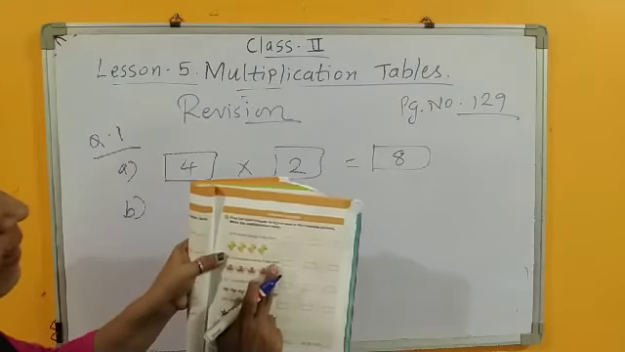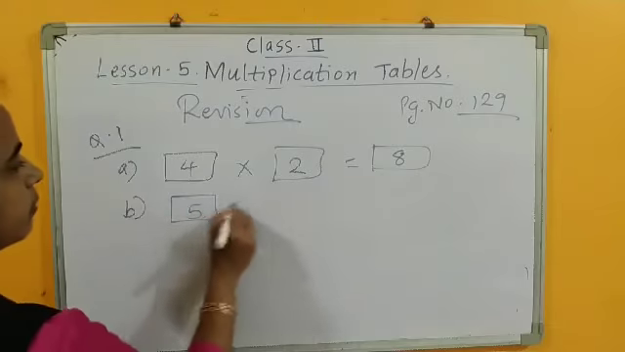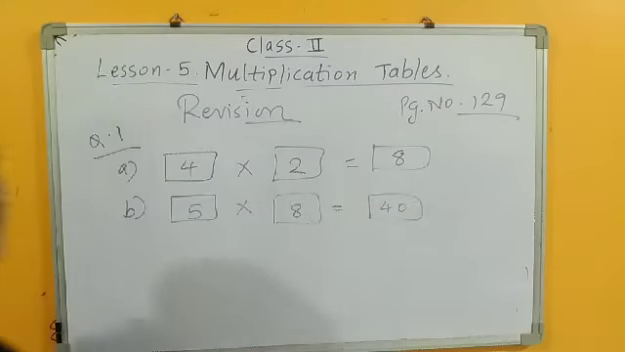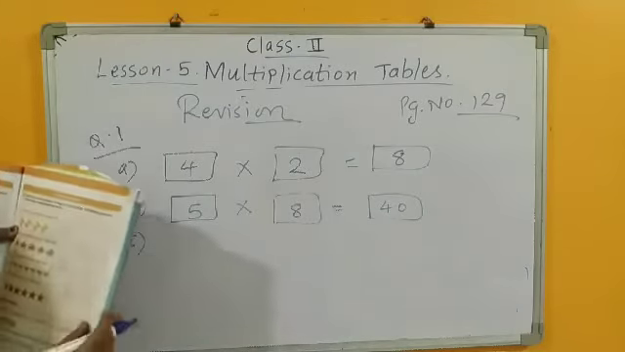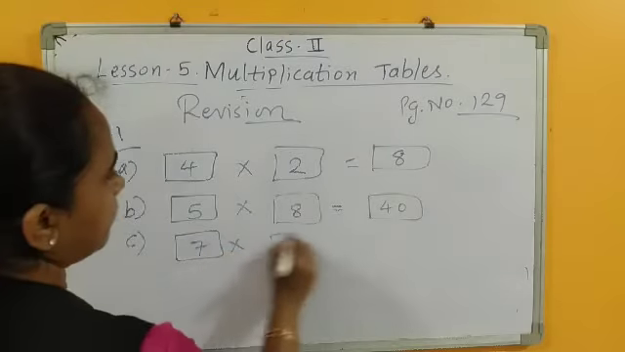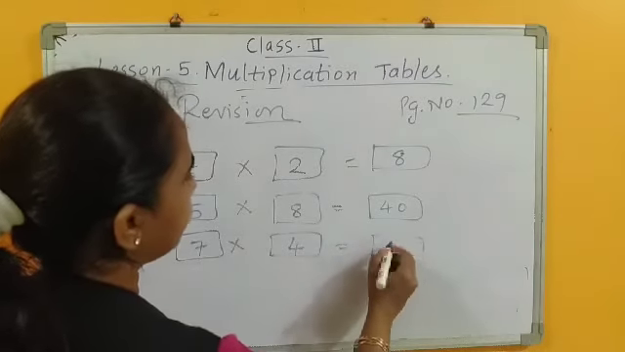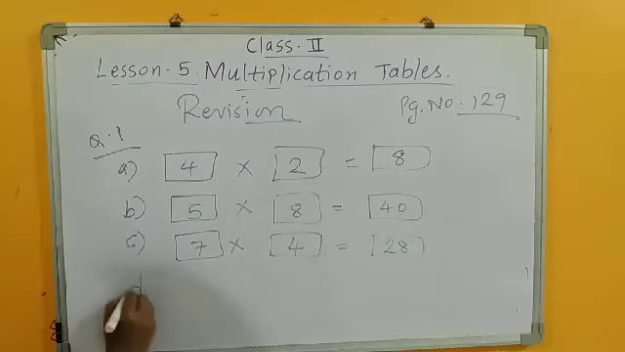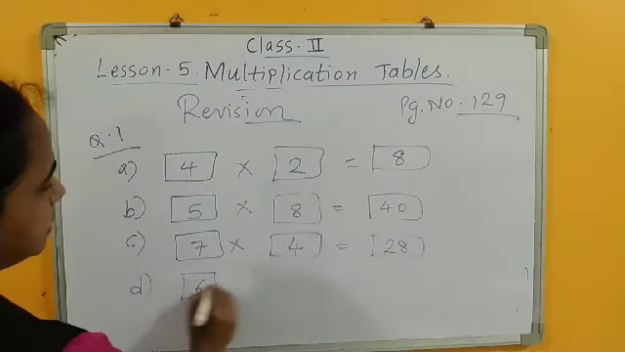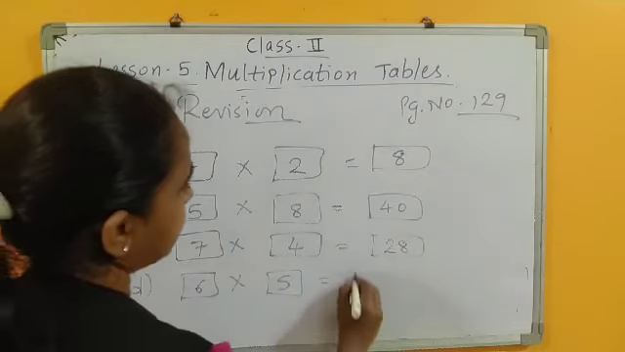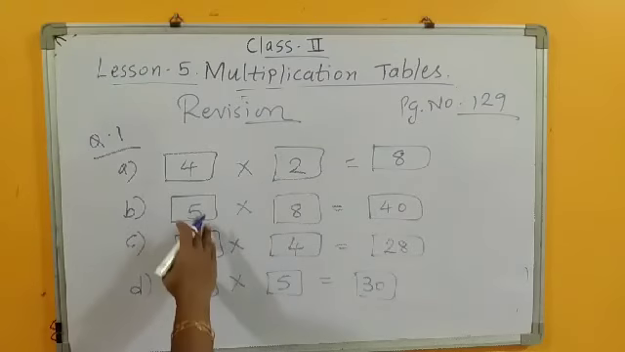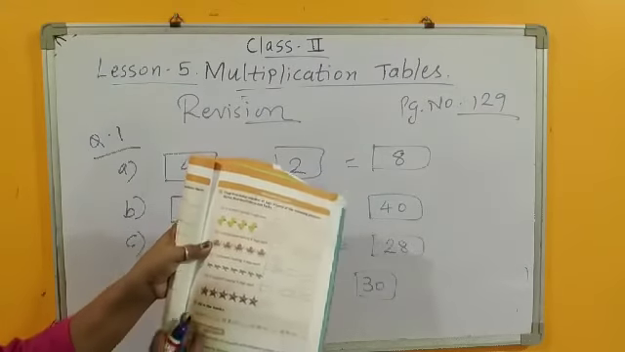5 octopuses having 8 legs. So 5 eights, answer 40. Yes? Now C. 7 tortoises having 4 legs. So 7 fours, answer 28. Okay. Then D. 6 starfish having 5 legs. So 6 fives, answer 30. This is question number 1 completed. This is the multiplication fact.